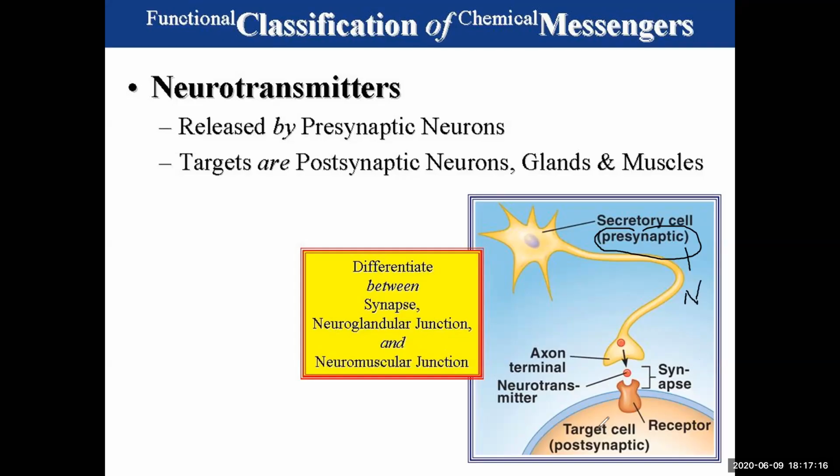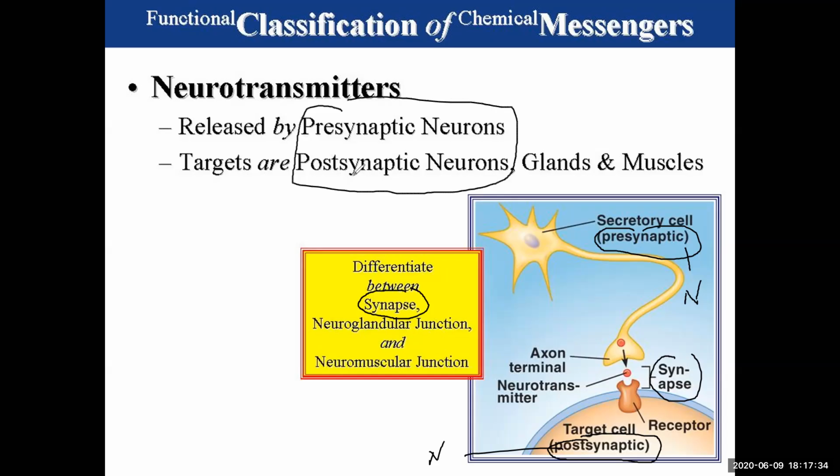And here, it says target cell postsynaptic. Then this has to be a postsynaptic neuron, since we're dealing with a synapse, right? A synapse is between two neurons. So you have presynaptic and postsynaptic neurons. That's a synapse.